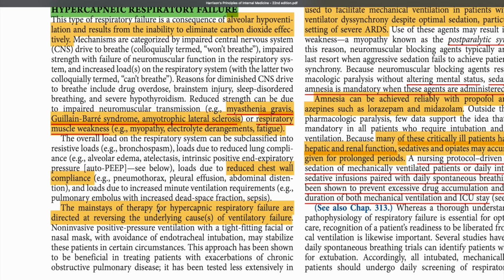So the mainstay of therapy for hypercapnic respiratory failure is directed at reversing the underlying cause. Like if it is myasthenia gravis, you have to reverse it by giving treatment for myasthenia gravis.